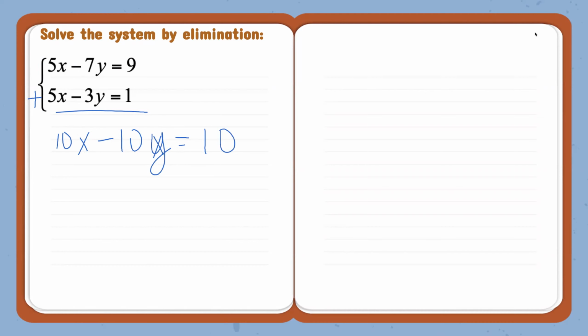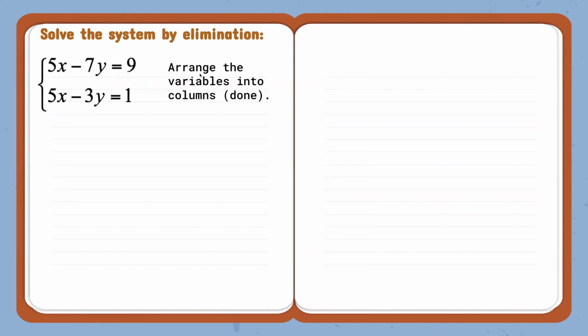So that's why we have to create an opposite. And we can do that by multiplying one of these equations by -1. How do we turn this to be opposite to 5? By multiplying it by -1. So that's what I am going to do. So first, like I said, arrange the variables into columns. Done. Make opposites by multiplying one of the equations by -1.